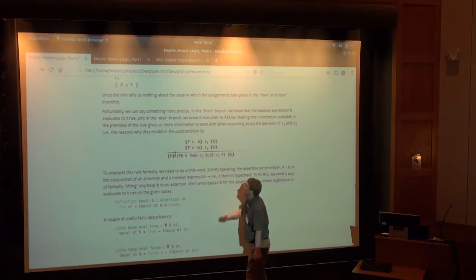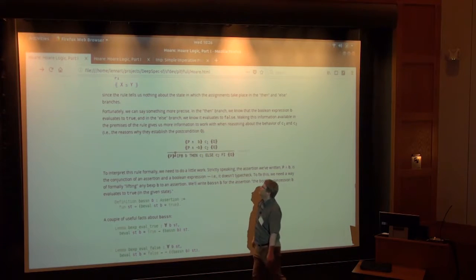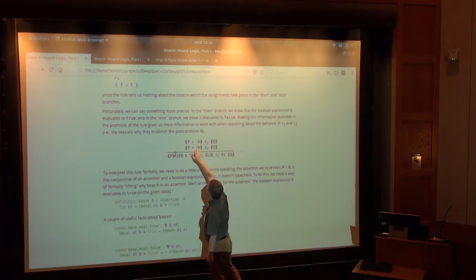Bingo. The left-hand side was proved by the assumption. The right-hand side was not. This is our remaining proof obligation. How do we prove this?